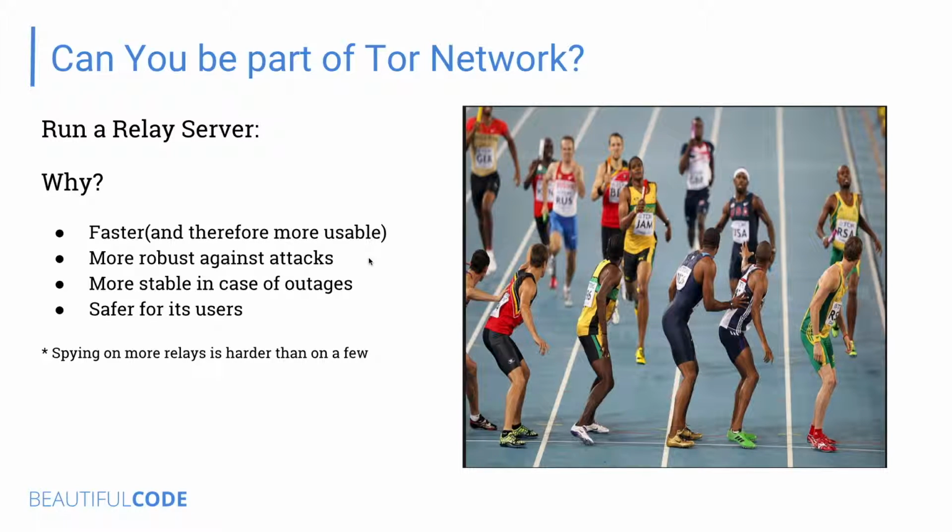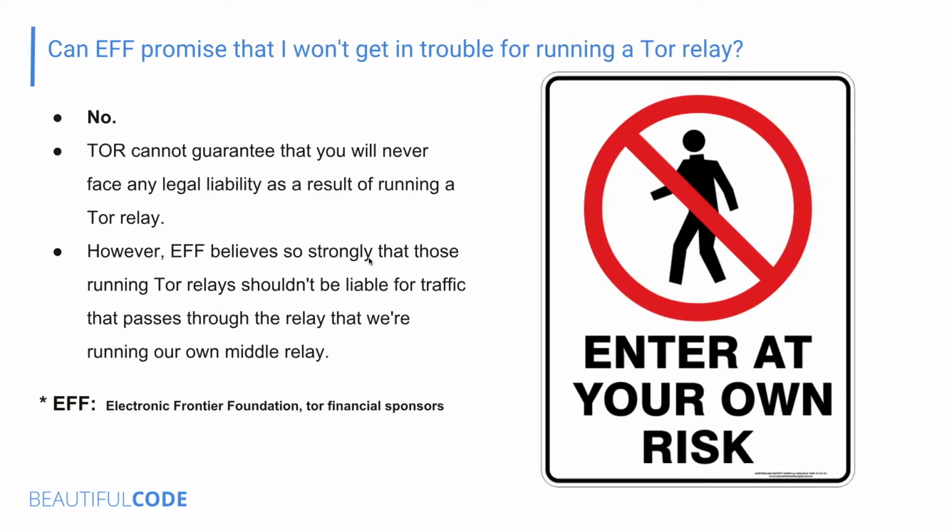So how can you be a part of this Tor network? You can run a relay server. Mostly it is recommended that you start with the middle layer and the guard layer of the server. What it will do is make Tor routing much faster. There will be more servers available to receive requests. Also, it will be harder for someone snooping to guess which server is serving what request. So it will be overall safer for Tor users.